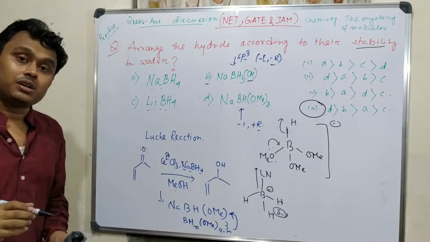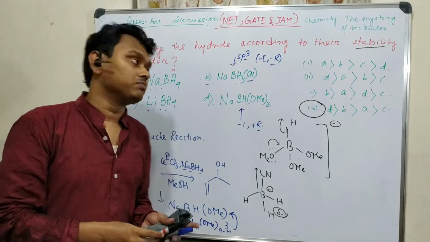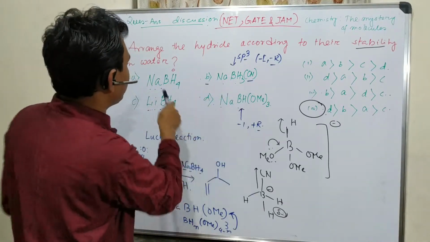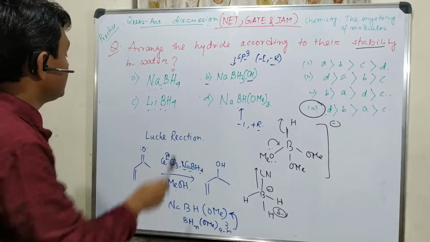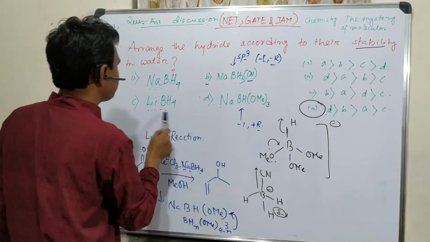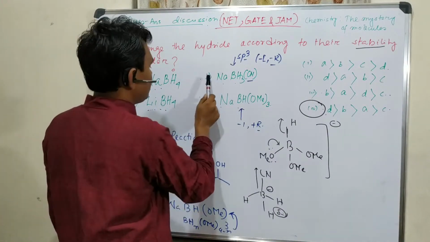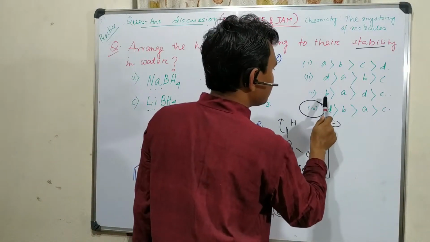This is the explanation of how to do it, because such type of question can save you time. First of all, check what the borohydrides are. They asked stability in water, so read it properly. What is the maximum stable? Sodium cyanoborohydride. What is the minimum stable? Lithium borohydride. Then first should be B, second should be C.